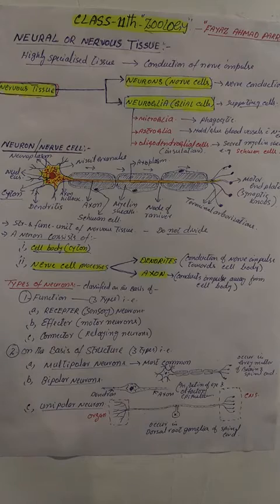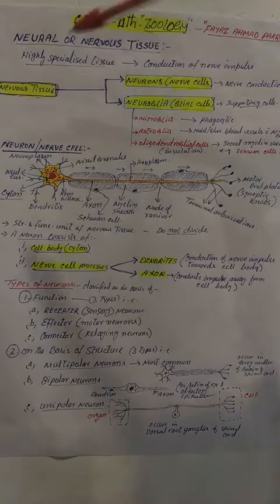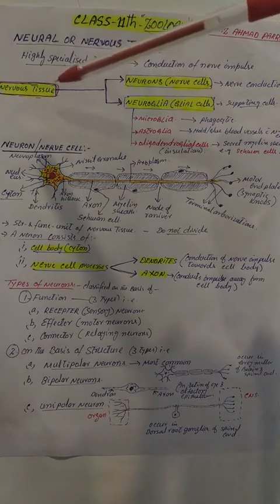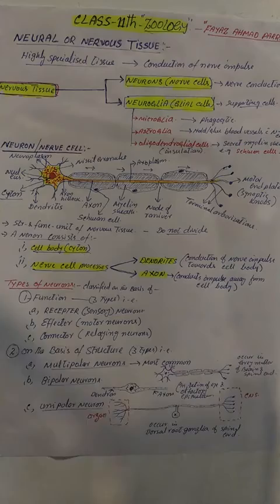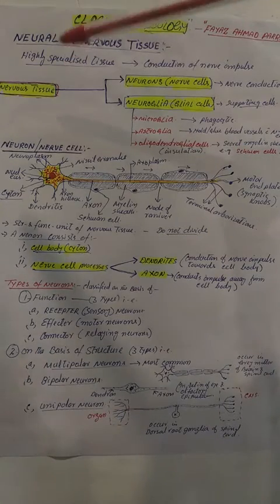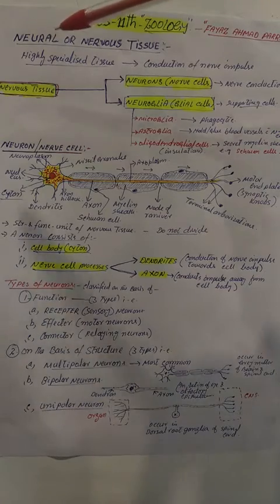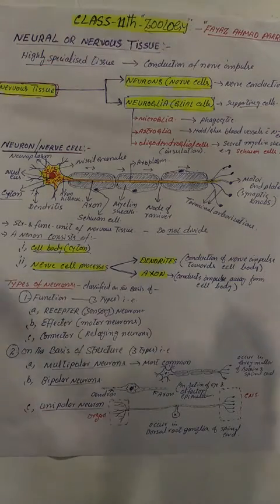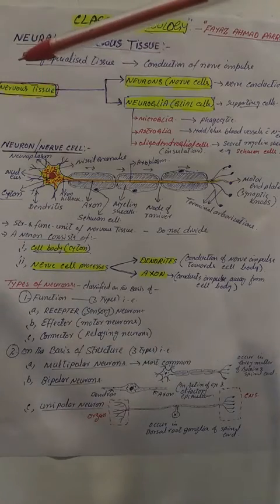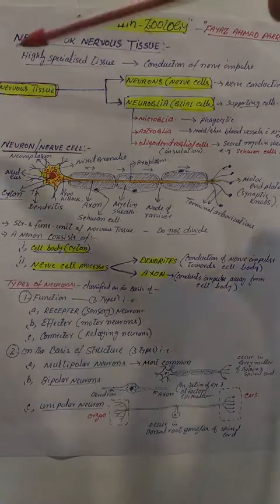My today's topic is neural or nervous tissue. The nervous tissue is a highly specialized tissue for the conduction of nerve impulse. The tissue is concerned with the collection of information from external and internal environment of an animal through sensory system. Within this system, a lot of information is stored, integrated and coordinated to generate the response through motor system.